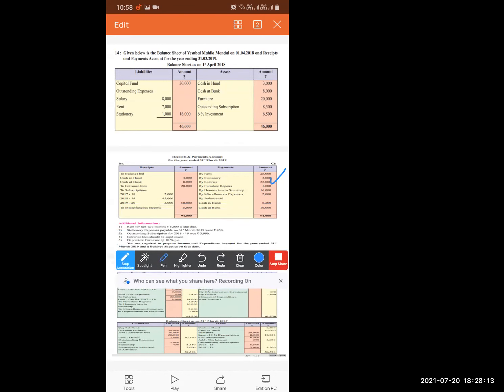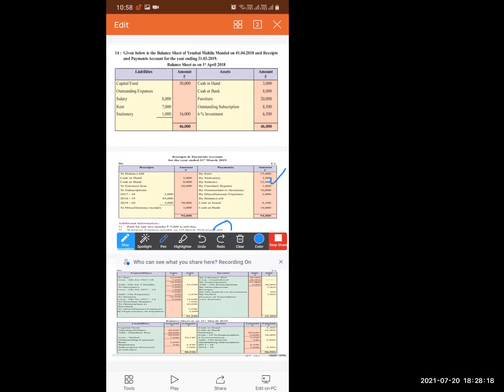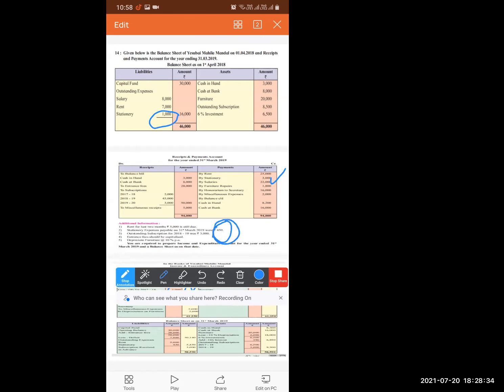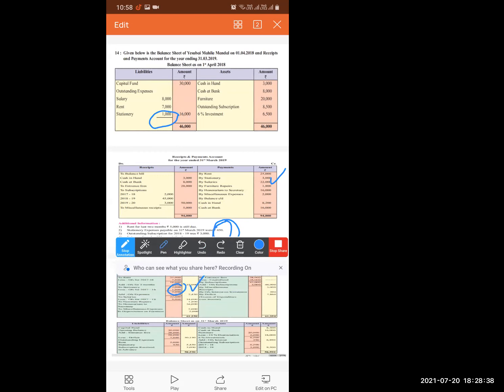Now the next one is the stationery. Is there any adjustment related to the stationery? What did they say about stationery? We have the expense of 45,000. What is the stationery here? We have 3,000 as the outstanding amount. Here you can see we are deducting that 1,000. And what is the adjustment? We need to pay, so payable again, it's the outstanding part. So the total amount gets to 2450.